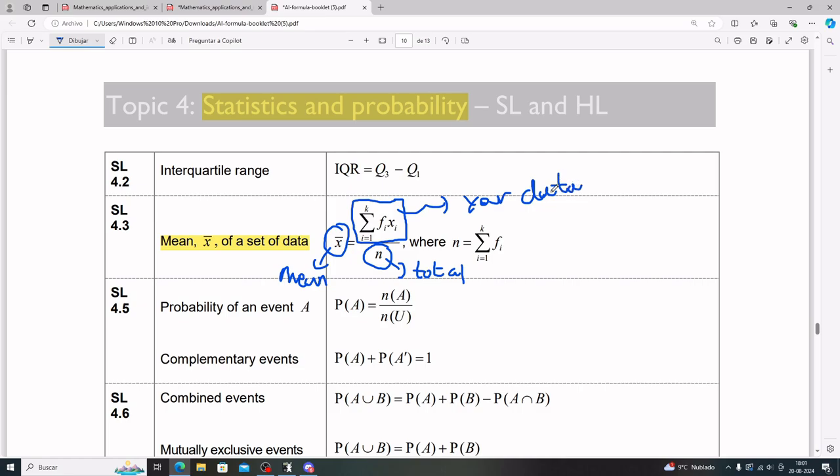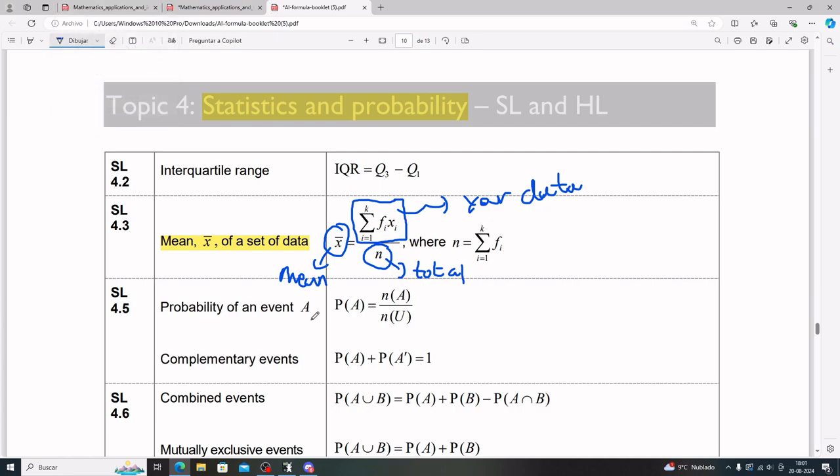Now, I think it makes much more sense if I just show you instead of me trying to explain what the summation thing does. The one thing I do need you to understand is that a summation, o una sumatoria, all it really does is add up all of your different f's times x's. Okay? So it's a long chain of addition. That will be your numerator.